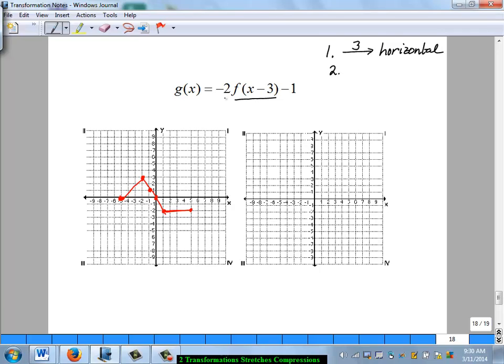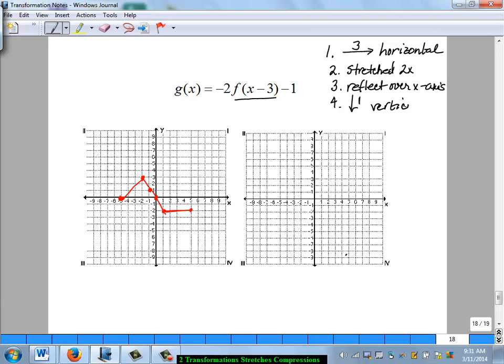The next thing here is I'm multiplying by 2, which means it's negative 2 times my y's. So I'm basically stretching it vertically 2 times, okay? And then I have that negative there, so I'm going to reflect it over the x-axis. I'm going to flip it. And then I'm going to drop it down 1. So it's going to go down 1 vertically.